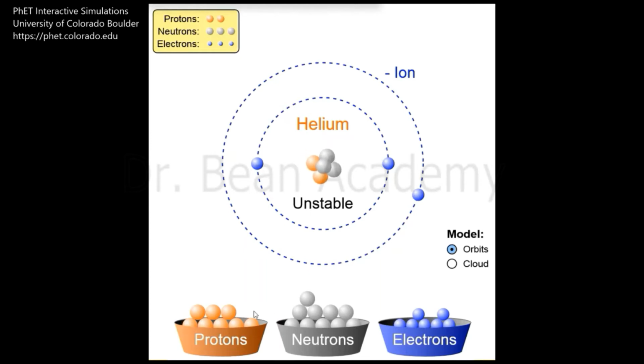It is once again unstable, so let me add one more proton. Oh wow, it's lithium, and now it's stable. So you see, protons and neutrons should be together to make the atom stable. And now I have one electron in the second shell, and this is a lithium atom.